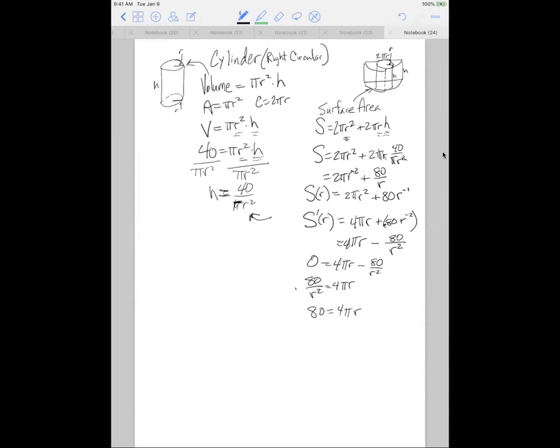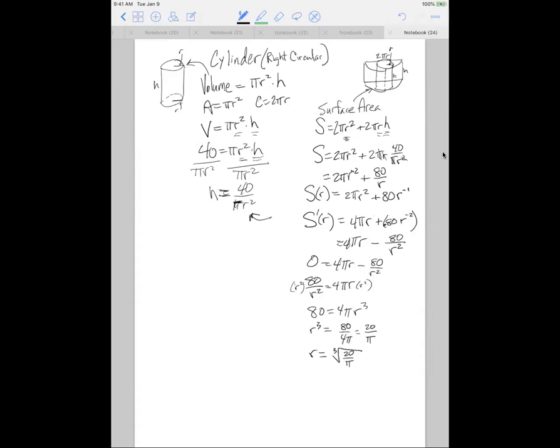So I end up with 80 equals 4 pi r, and again, let me write that out. I multiplied each side by r squared and end up with r to the third on that side. Now solving for r cubed, I divide each side by 4 pi. So r to the third equals 80 over 4 pi, and that simplifies down to 20 over pi. Therefore, solving for r, I need to take the cube root of each side. r then equals the cube root of 20 over pi.